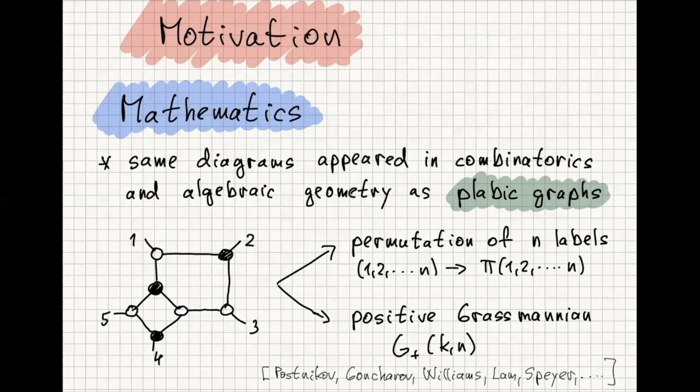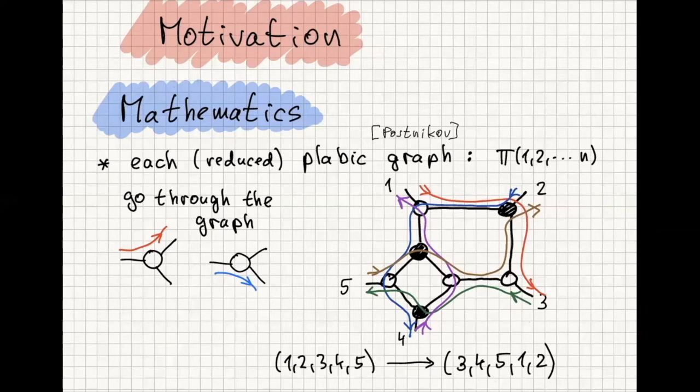And I'm sure they are useful for many things, but in particular, they can be used to represent the permutation of n labels. So it's a graphical way to represent the permutation. And they will also correspond, which will be more important for us, to the cells in the positive Grassmannian. Okay, so first about the permutation, this is something we will not use later, but we would like to use it. So hopefully there is some generalization of this picture to the graphs we will talk about in the second part of the talk.